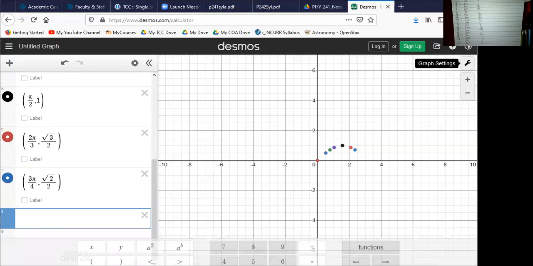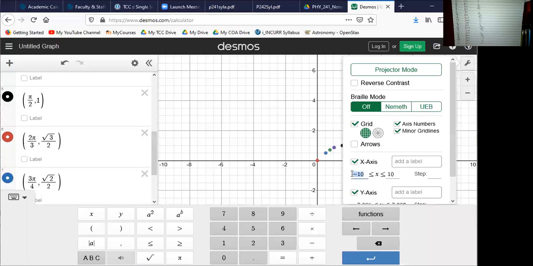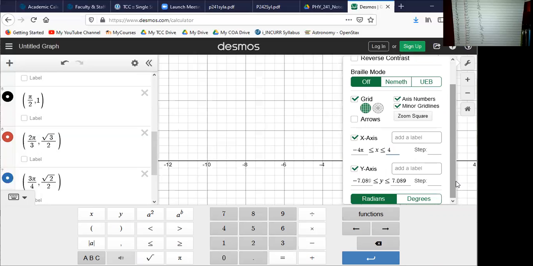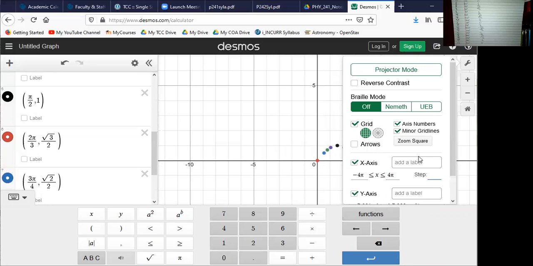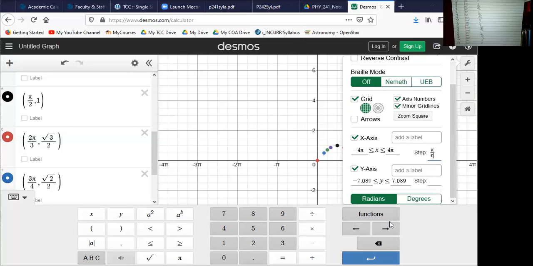Let's change our axis from negative, whoa, why does it keep it in that? Okay, -4 pi to 4 pi. And I want the steps to be in units of pi over 6. Now when I do that, I can look back at this graph, as I close this window.